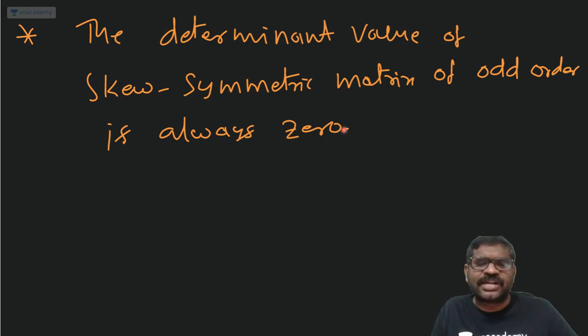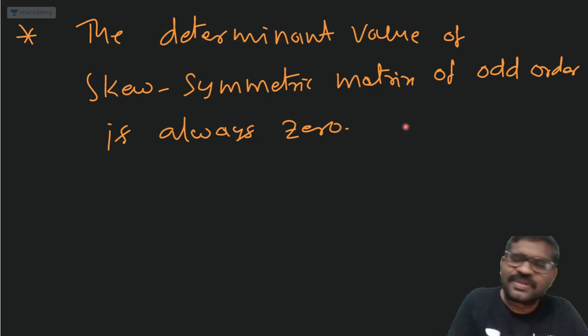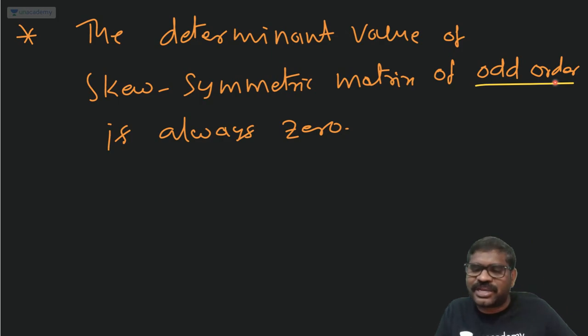The determinant value of a skew symmetric matrix of odd order is always 0. Observe here. What is a skew symmetric matrix of odd order? What is odd order? Odd order means 3, 5, 7, like that.